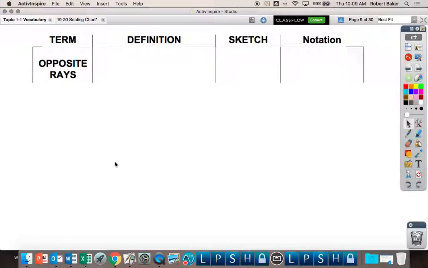All right, I'll draw that. Let's see if it works. Two rays going the opposite direction. Is that what you're picturing? Yeah. Anybody else picture something like that? Opposite rays? It's close, but it's not perfect yet.